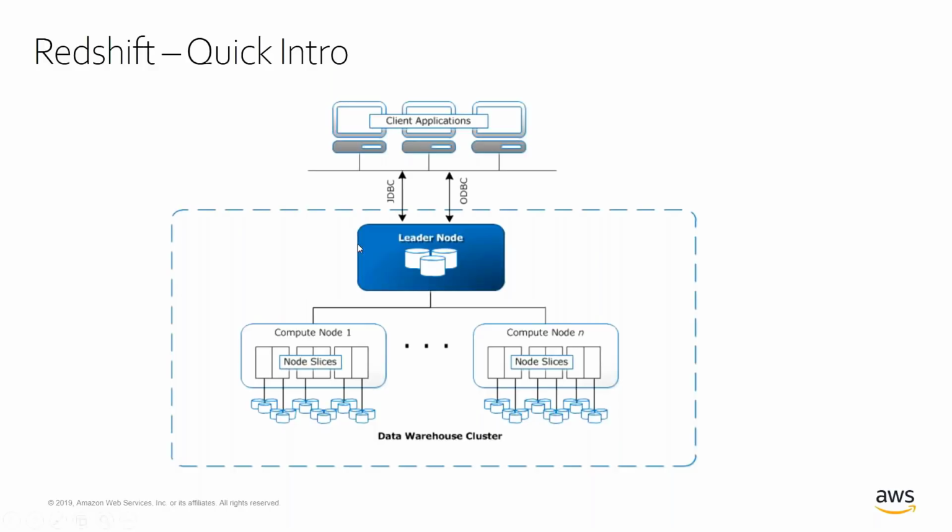From the leader node, we have various compute nodes. So as you can imagine, this particular layer of compute nodes can grow. You can have fewer compute nodes if your data warehouse is small. You can keep adding these compute nodes and grow your data warehouse on Redshift if you have more data. These compute nodes are broken out into what we call node slices. Each slice is a combination of compute and storage.